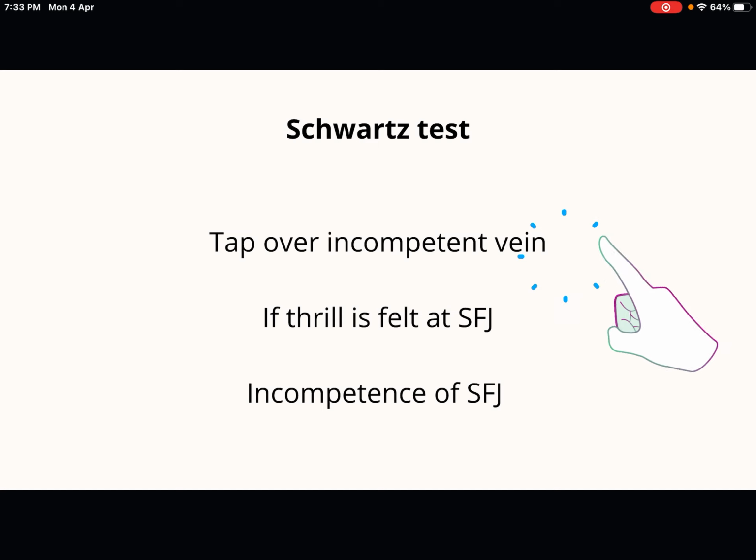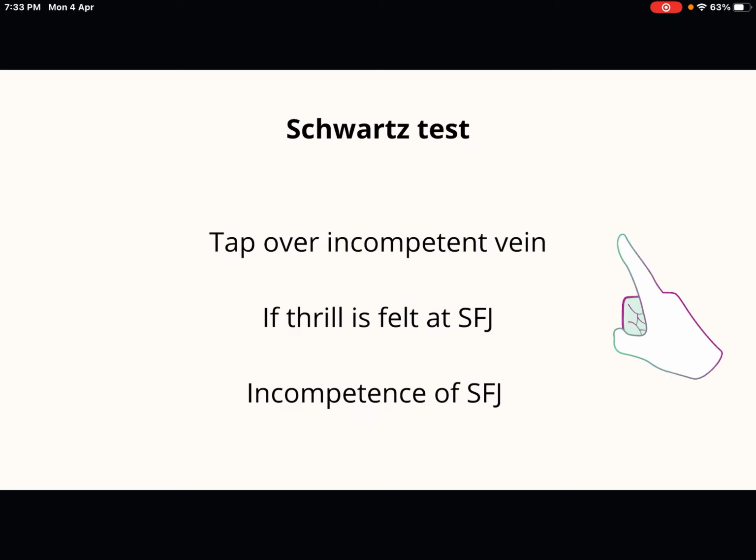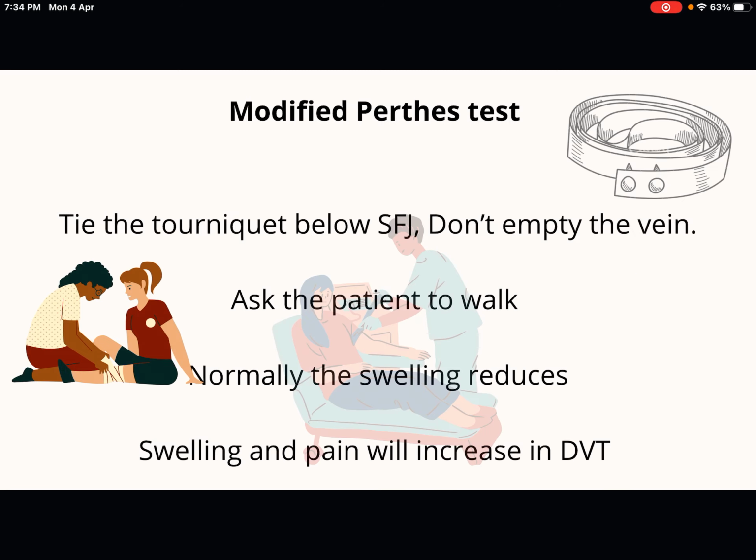So 3 tests. One is the Trendelenburg test, which has part 1 and part 2. Then the second one is Morris's cough impulse. The third one we just discussed is Schwartz test. Here we are tapping over the incompetent vein, and if the thrill is felt at the saphenofemoral junction, then it is due to the incompetence of the saphenofemoral junction.